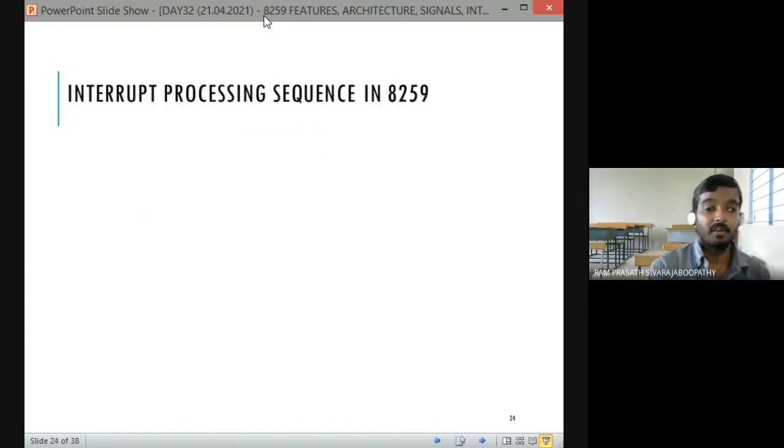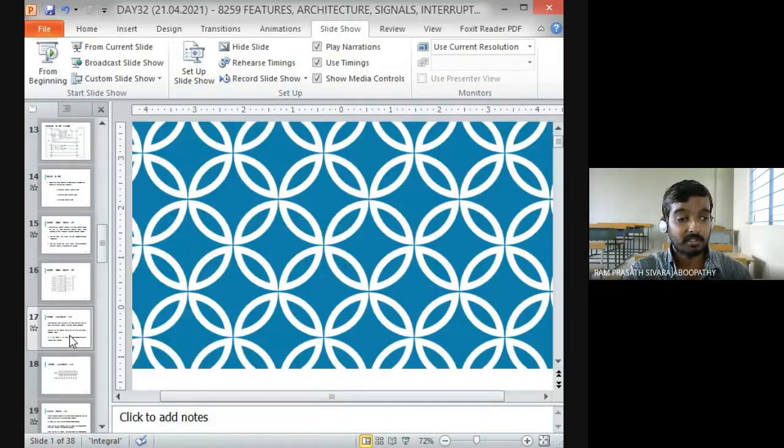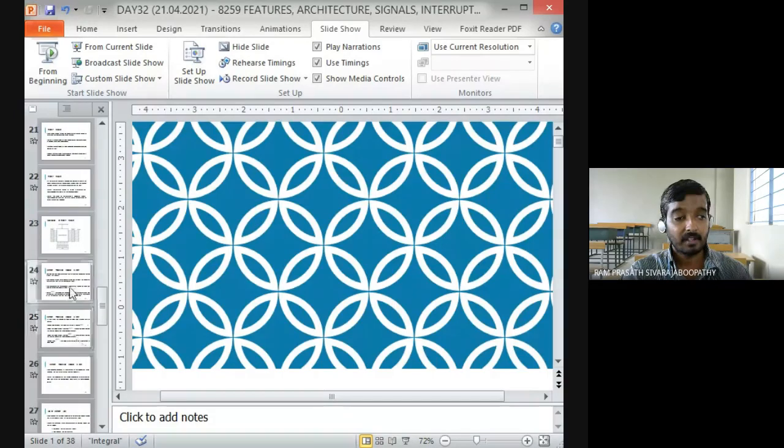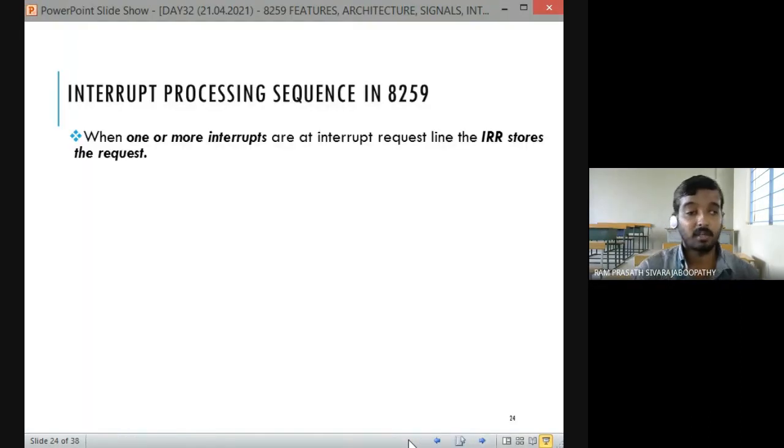Okay, now we are going to see what are the things going to happen when an interrupt occurred in 8259. பார்க்கலாமா? ஓவராலா பார்த்துப்போம். இது வரைக்கும் நம்ம பேசினது எல்லாத்தையும் கன்க்ளூட் பண்ணி பார்க்கலாம். Fine. When one or more interrupt, I think here it is OR, not ARE. 24th slide. Sorry. So one or more. If one or more interrupt occurred at IRR. Okay, it stores the request.